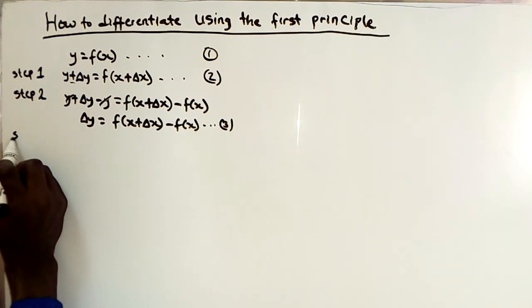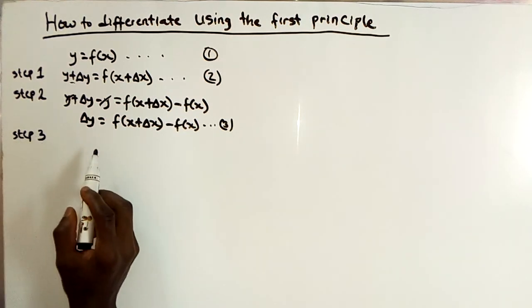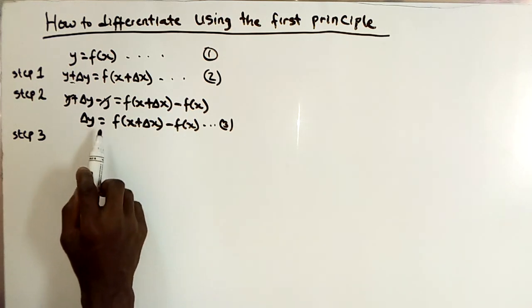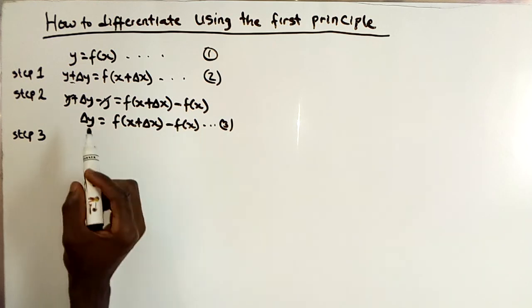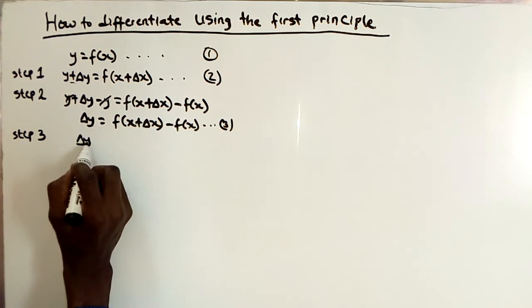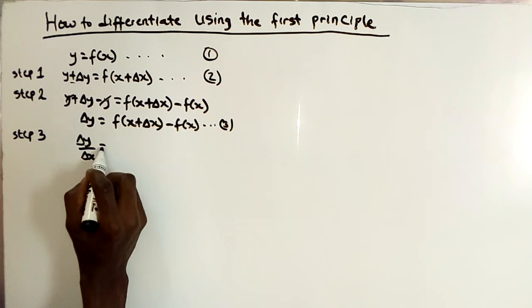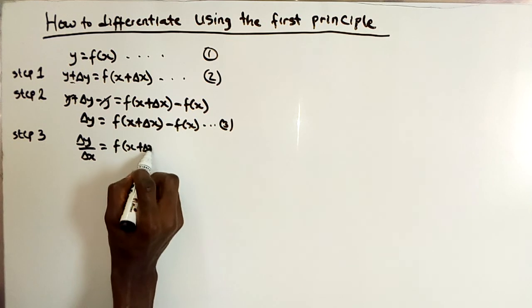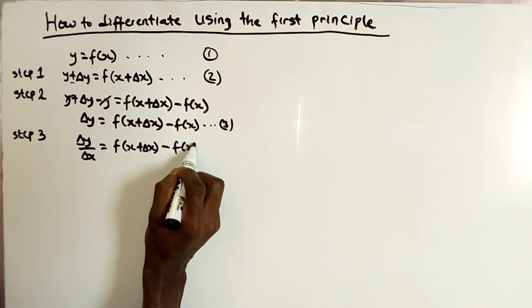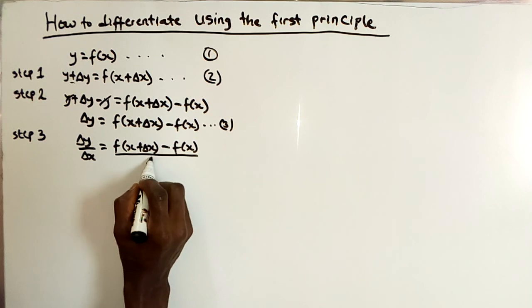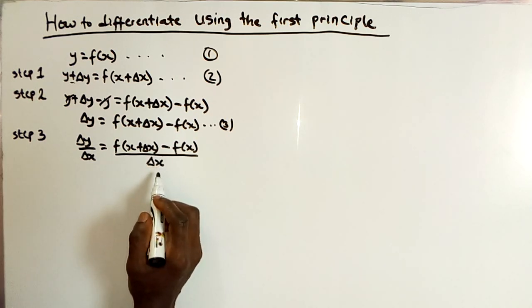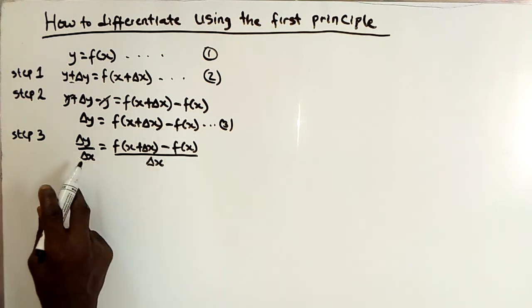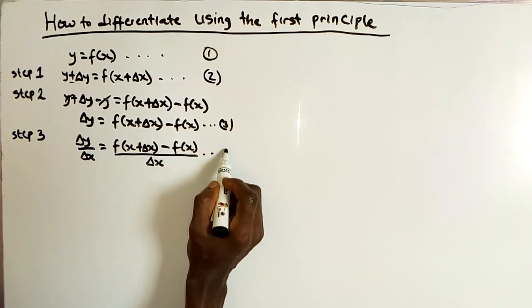So, the next step, step 3, is divide through equation 3 by changing s. That is, use changing s to divide through equation 3. So if we do that here, this one becomes changing y over changing s is equal to everything here, f of s plus changing s minus f of s all over changing s. We divide through equation 3 by using changing s. So this is what we get. Let's call this one our equation 4.